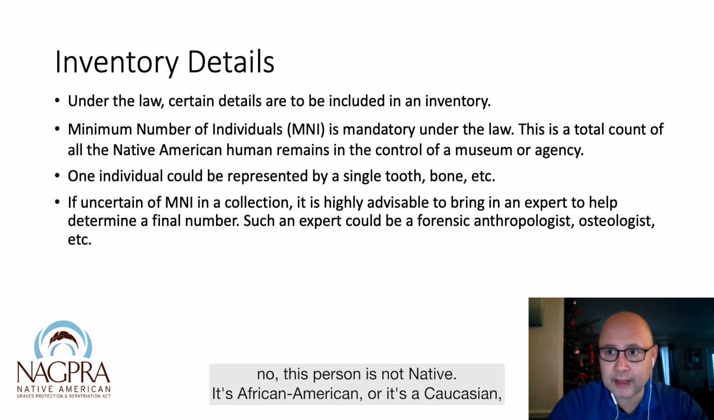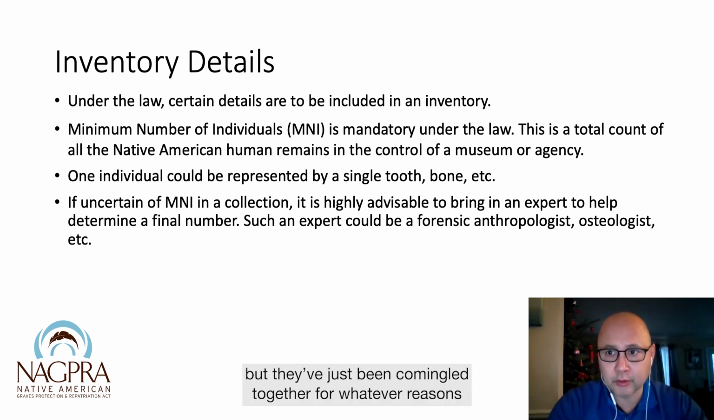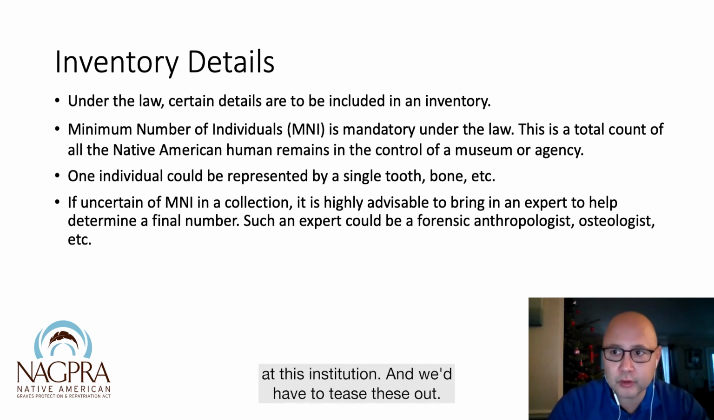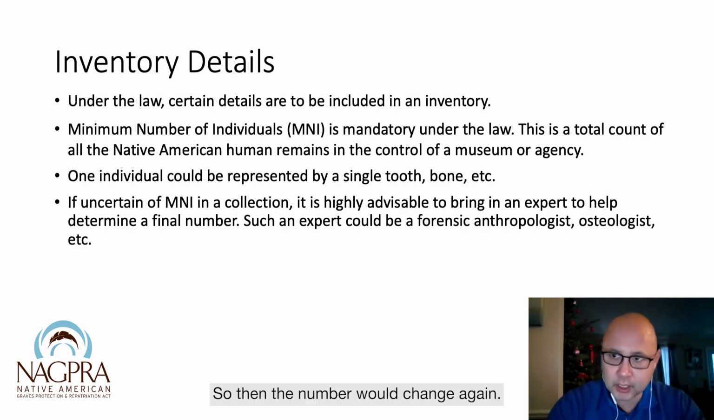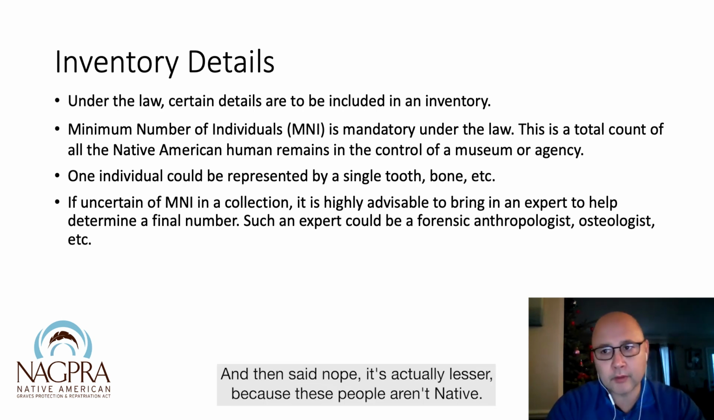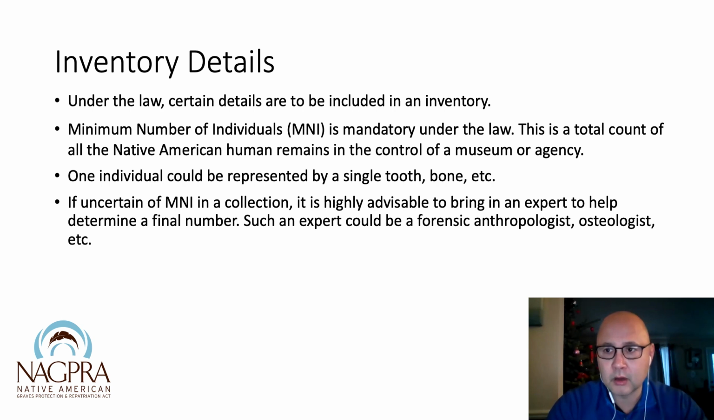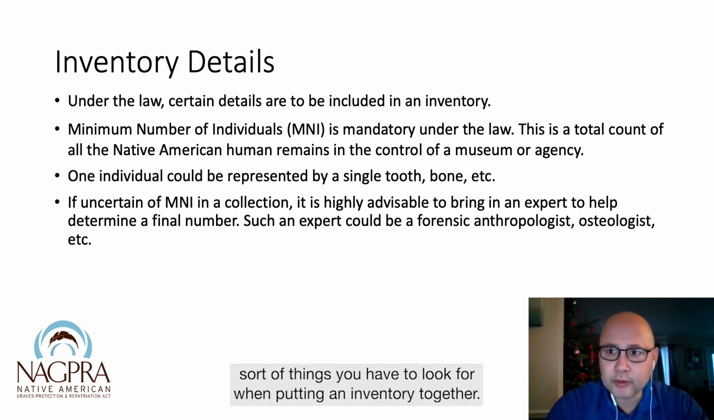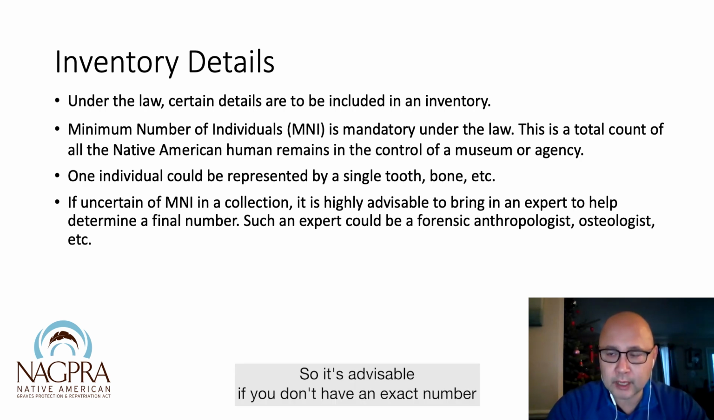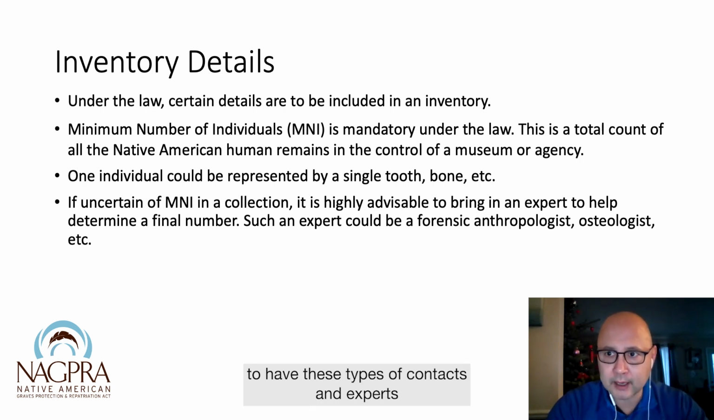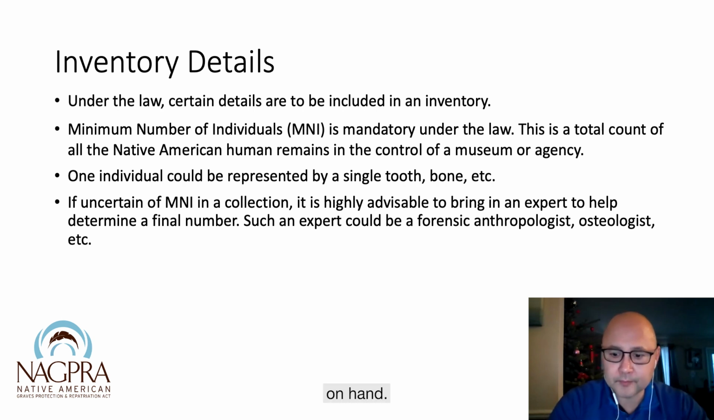And they said, no, this person is not native. It's African-American or it's a Caucasian, but they've just been commingled together for whatever reasons at this institution. And we'd have to tease these out because NAGPRA doesn't apply to anybody that's not native. So then the number would change again. So they thought they had X amount and they said, no, it's actually lesser because these people aren't native. So this is all sort of the things you have to look for when putting the inventory together. So it's advisable, if you don't have an exact number, to have these types of contacts and experts on hand.